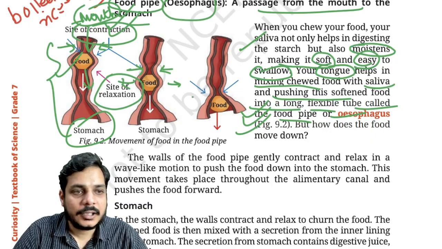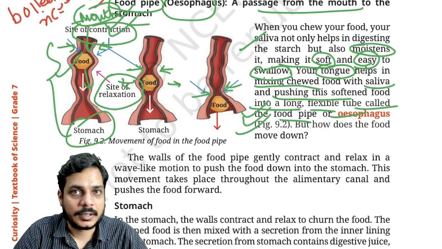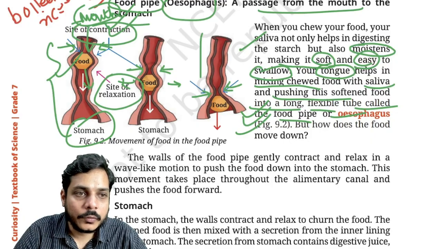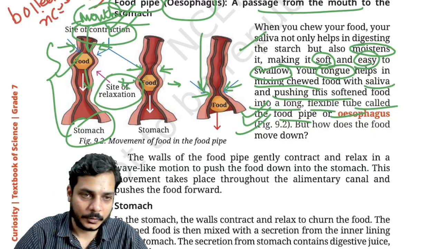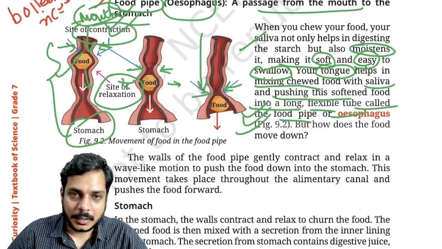Okay, here again you will have signs of contraction. So this is how the food moves downwards the esophagus, downwards the food pipe. So this is the mechanism of how it moves.